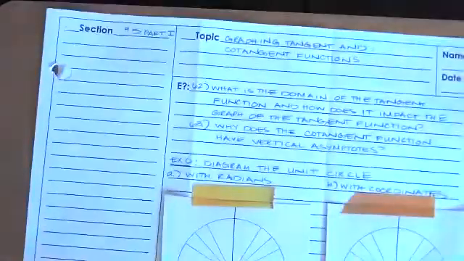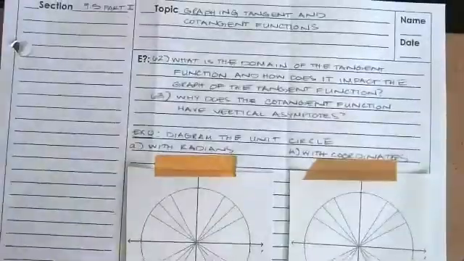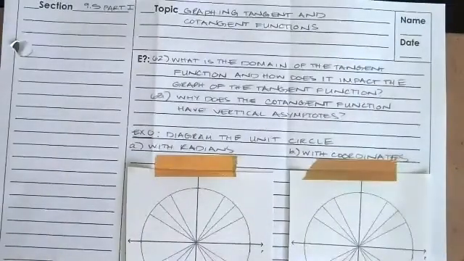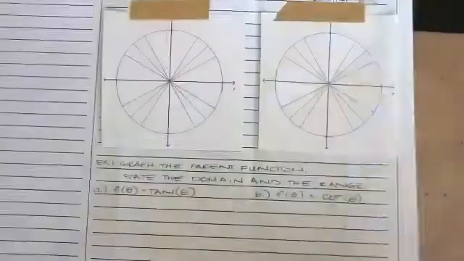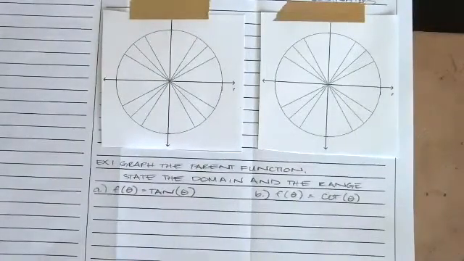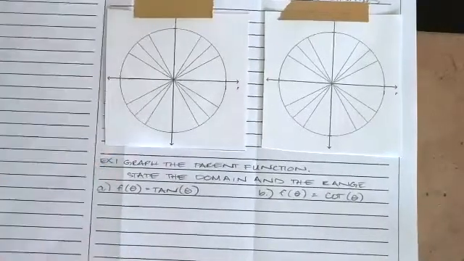Okay, so we were looking at graphing tangent and cotangent. The essential questions, number 62 is what is the domain of the tangent function and how does it impact the graph of the tangent function? And 63 is why does the cotangent function have vertical asymptotes? So remember we filled these out last class, and those notes are the videos up with last class agenda and also in the library. And I think the hard copy is there too.